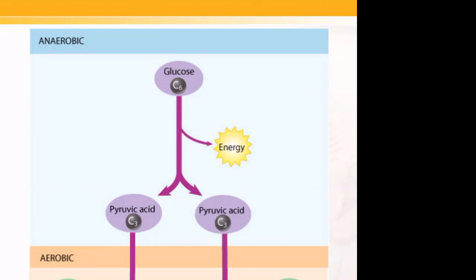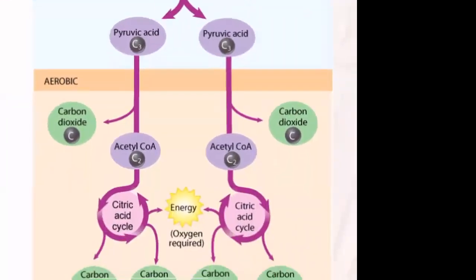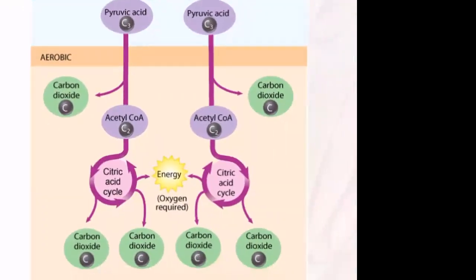So why do we want to make glucose into these two molecules? Because glucose is a 6-carbon molecule and pyruvates are 3-carbon molecules. Well, they are going to go on to create more things that we are going to use later on in the citric acid cycle.